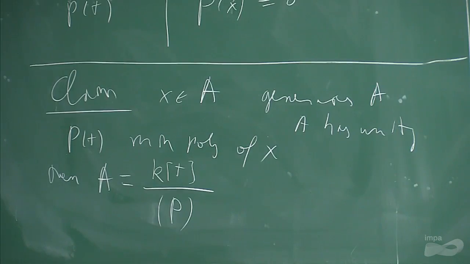So everybody knows this already? Who knows this? Okay, most people know, so I won't take much time. So, proof. Suppose you have Q of t, with Q of x equal to 0. Then you use the Euclidean algorithm.